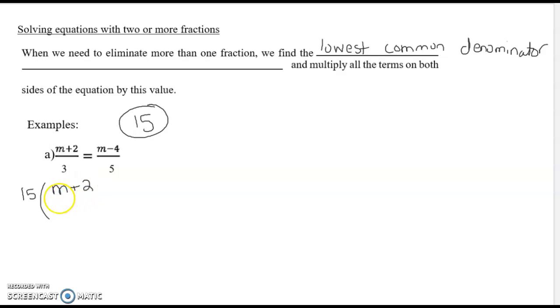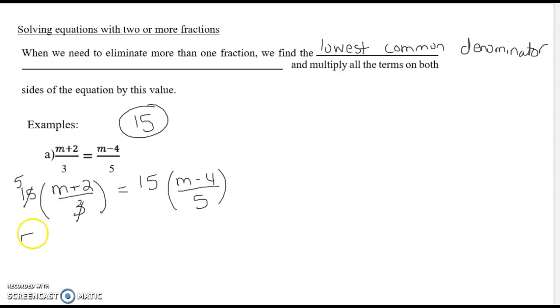m plus 2 over 3 equals, and then this side we multiply by 15. So m minus 4 divided by 5. Okay? So now, 15 divided by 3. Okay, so we multiply by 15 divided by 3. So 15 divided by 3, we are left with 5. So that means we're going to multiply everything by 5.